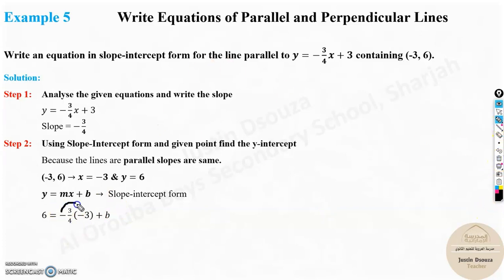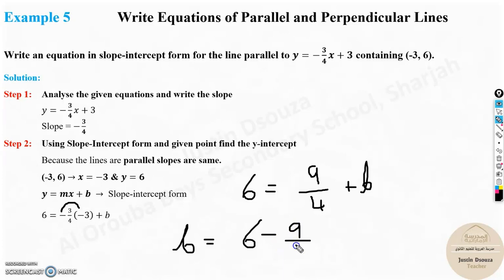You need to multiply these both. You will get 6 equals minus becomes plus, it's plus 9 by 4 plus b. Now to find b, you need to subtract 9 by 4 from 6. How do you do it? You can do it directly in a calculator. Otherwise, the denominator is 4. So 6 multiplied by 4 divided by 4 minus 9 by 4. You will get 24 by 4 minus 9 by 4.